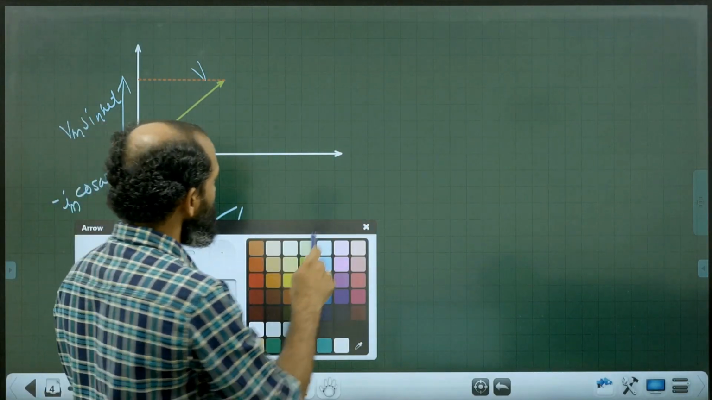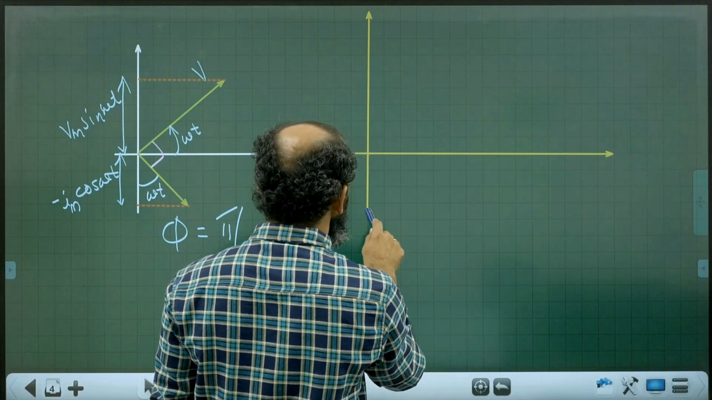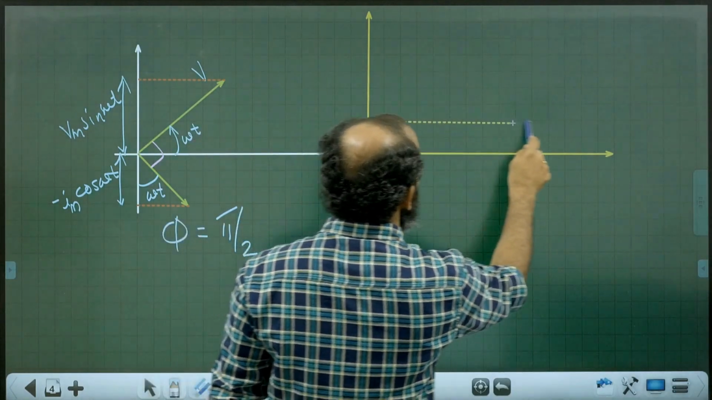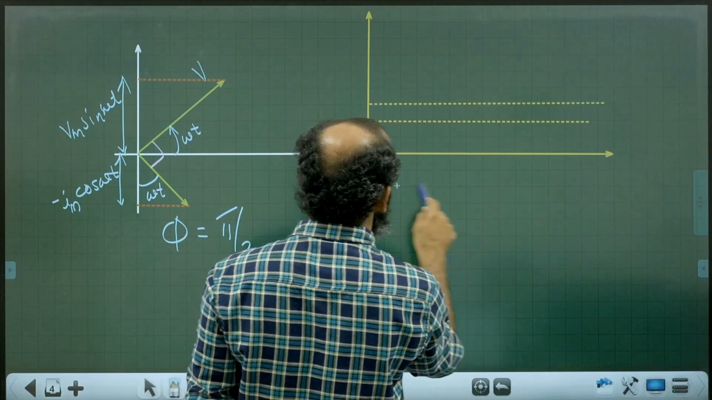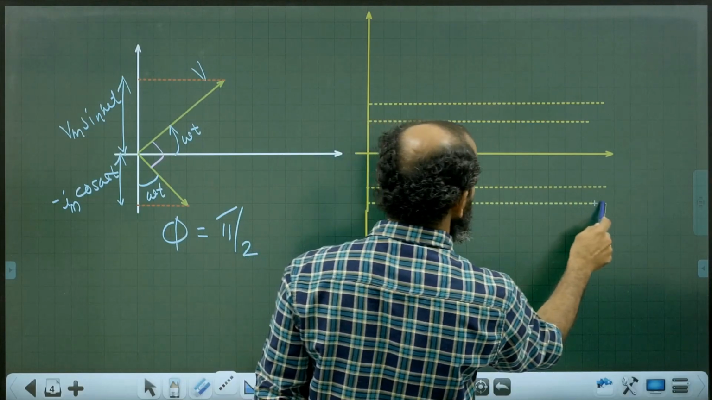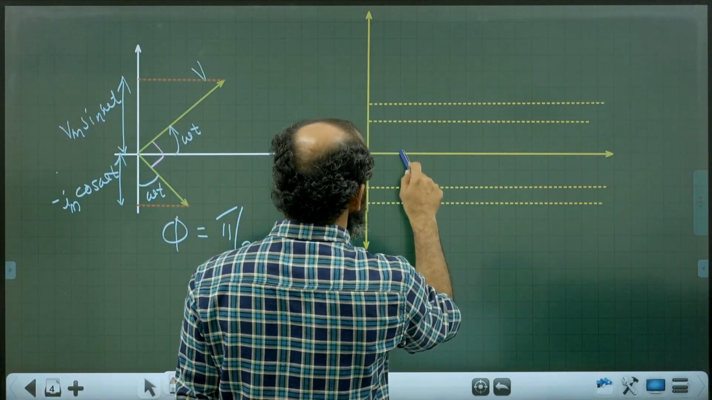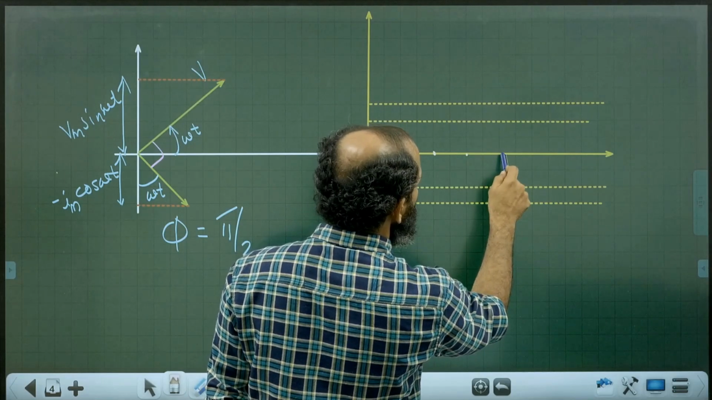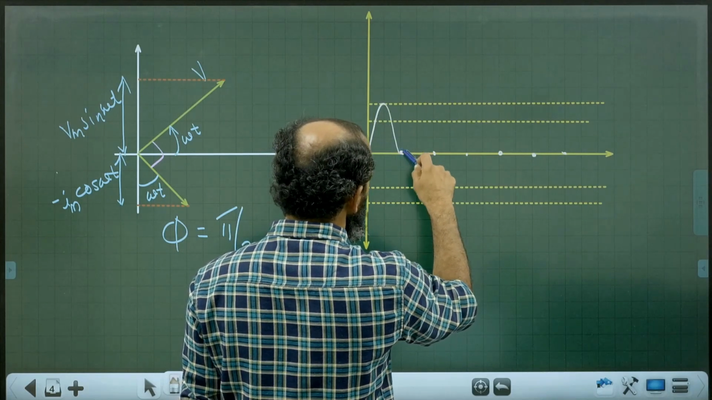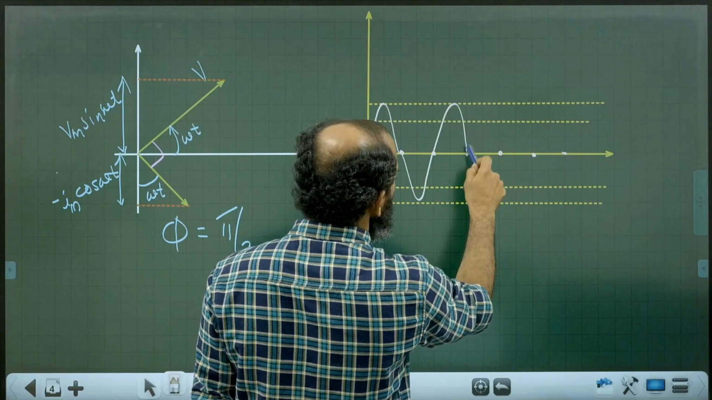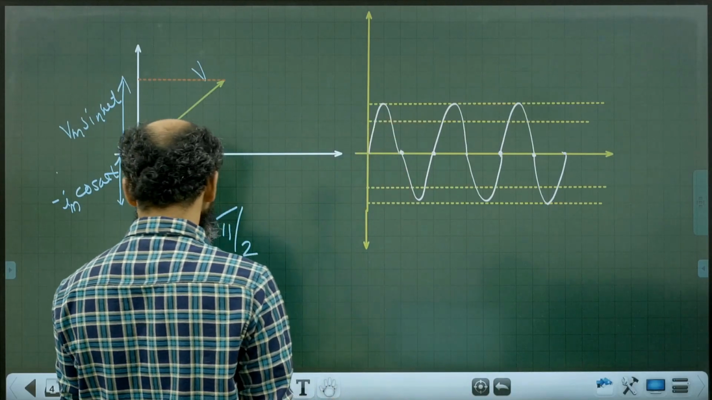Now you can draw the voltage and current graphs, made with vertical and horizontal axes. Vertical is voltage or current, horizontal is time. Let us draw the voltage graph. The voltage graph will look the same as we have drawn before. The peaks are not necessarily the same, that's all; sometimes peaks are also the same. This is a voltage graph.